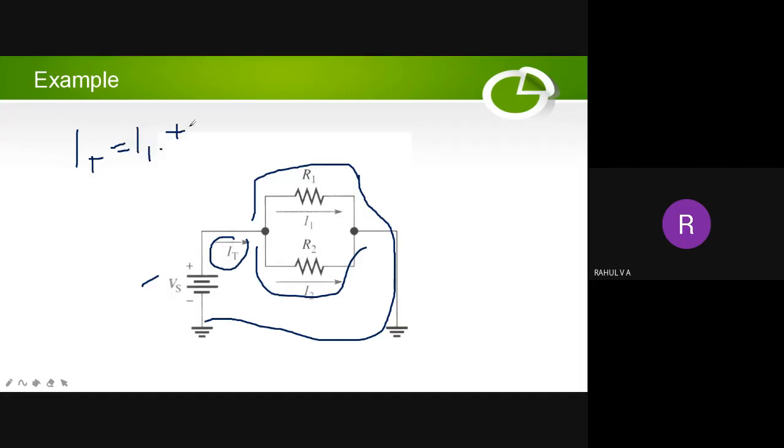We have applied a voltage source. Because of that voltage source there is a current flow, and since there are parallel resistances, the current is divided among these resistances. The total current flows through each resistance, divided among them, and then comes to the negative supply.